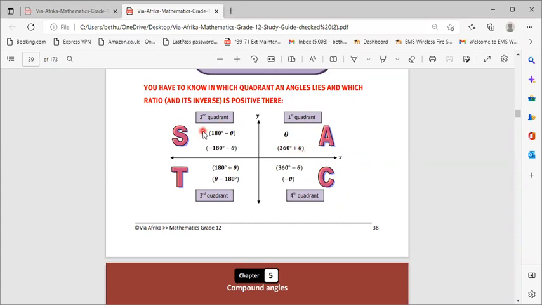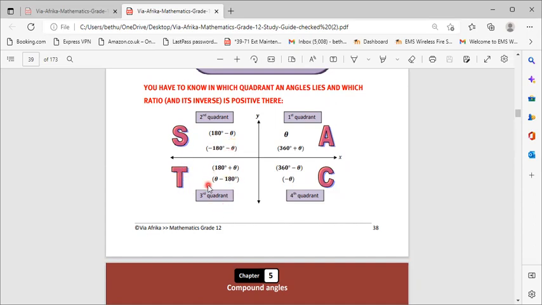In your second quadrant, the trig ratio that is positive and its inverse here, it is sine as well as cosec here. So sine theta is positive in this quadrant, the second quadrant, and also cosec. Now, when we look at the angles in the second quadrant, the angles that belong in the second quadrant is 180 degrees minus theta, as well as negative 180 degrees minus theta.